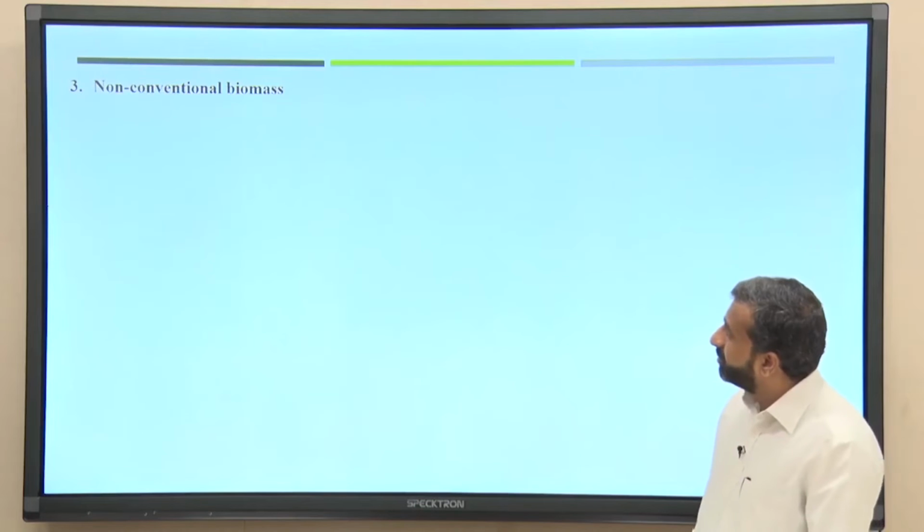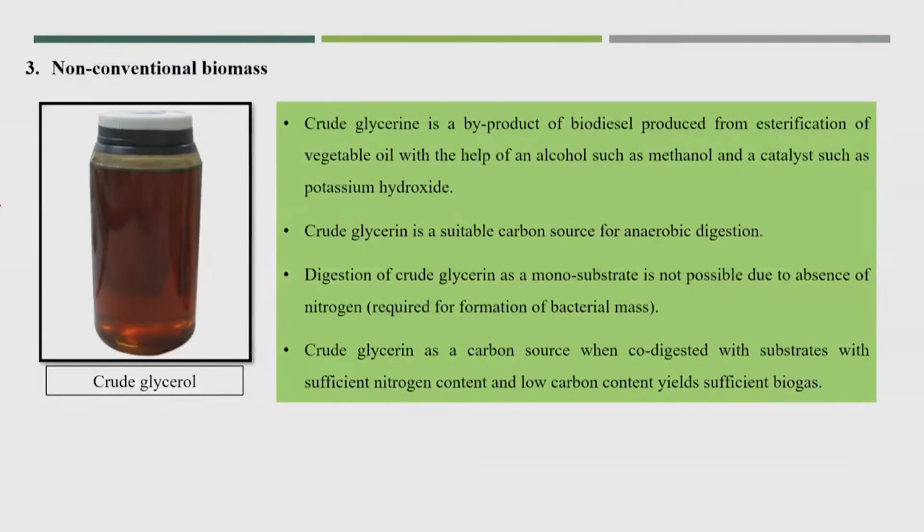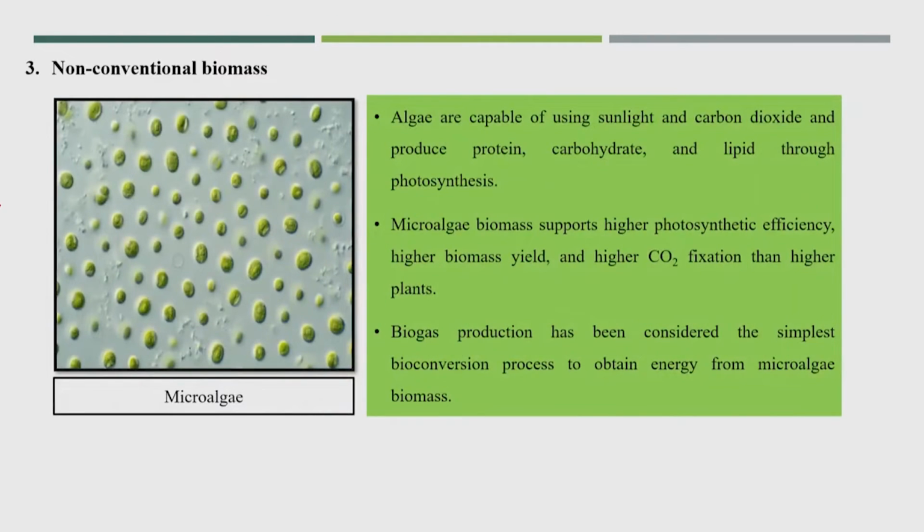Now, another non-conventional biomass like crude glycerol could be one of the substrates for the anaerobic digestion process, which is produced from different processes. Now, this is another one, the microalgae. This is also produced in huge amounts.